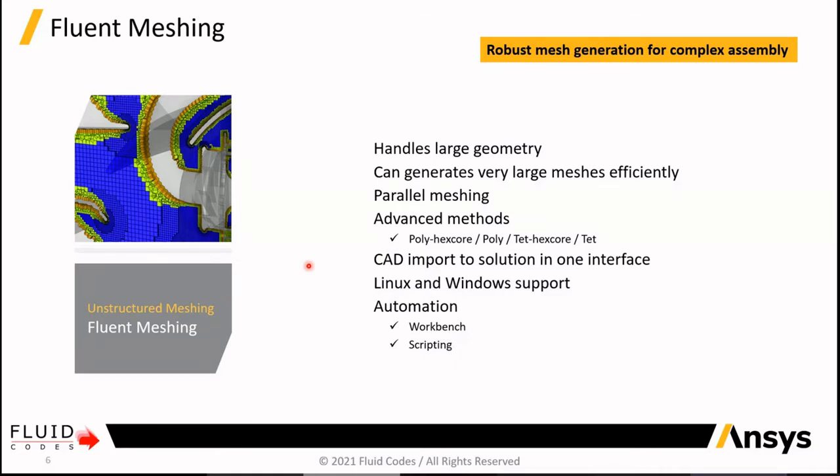So we have full support on Linux and Windows platforms. And everything can be completely automated. If you think about using Ansys tools in Workbench, we already have an idea about automation there. We have systems that are connected, so we can create a workflow from A to Z, and run automatically through Workbench. But Fluent Meshing can go beyond that. We can use some scripting or journaling in order to customize the Fluent Meshing process.